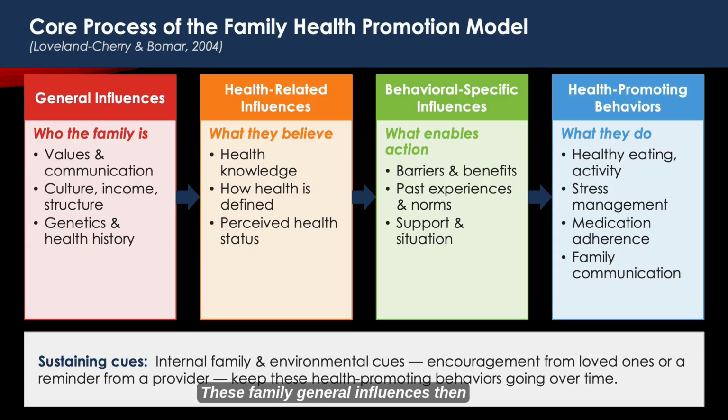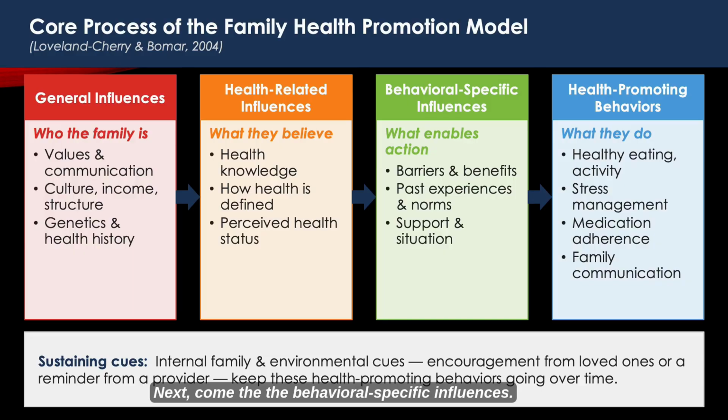These family general influences then shape the family health related influences. That covers how the family learns about health, how they define health, and how healthy they believe they are. For instance, one family may see health as simply not being sick, while another may see it as physical, emotional, and mental well-being altogether. Parents who exercise and keep up with preventive care tend to pass those habits on to the children, and that builds healthy patterns over time.